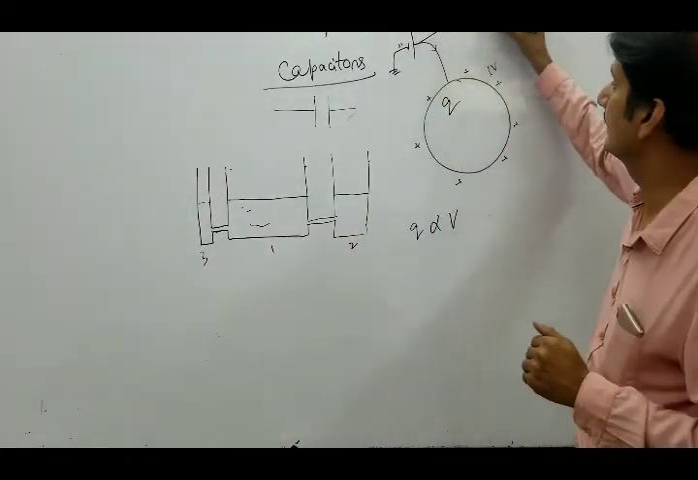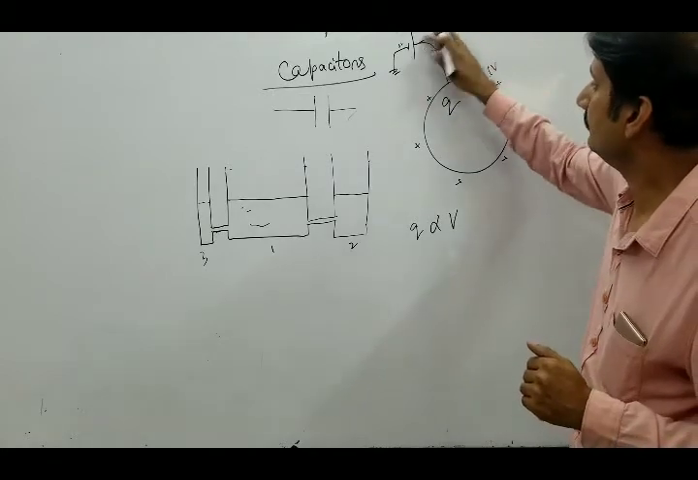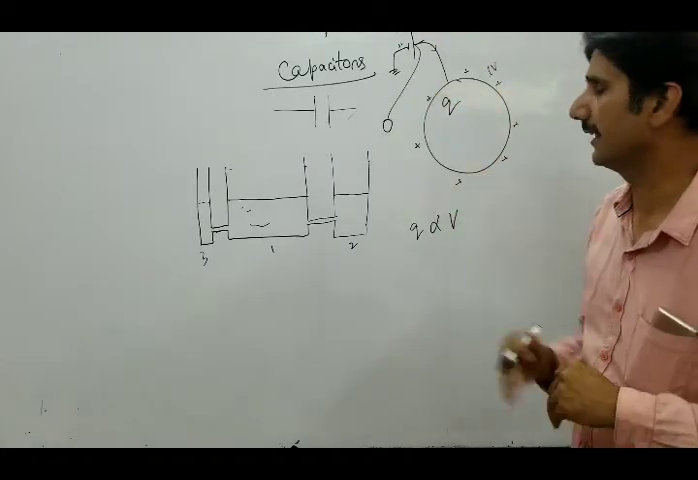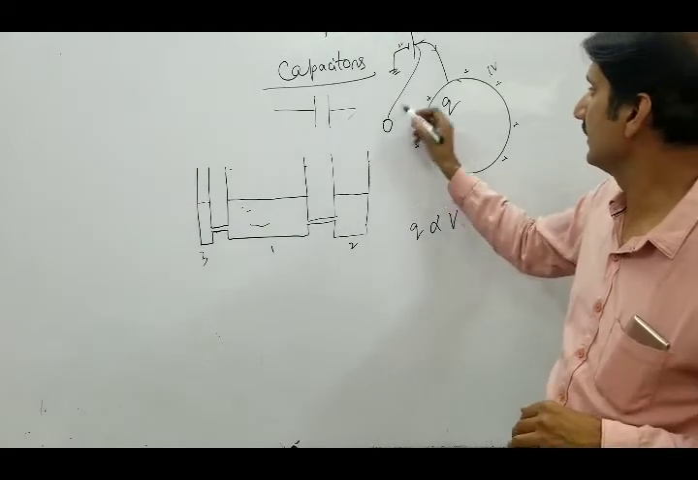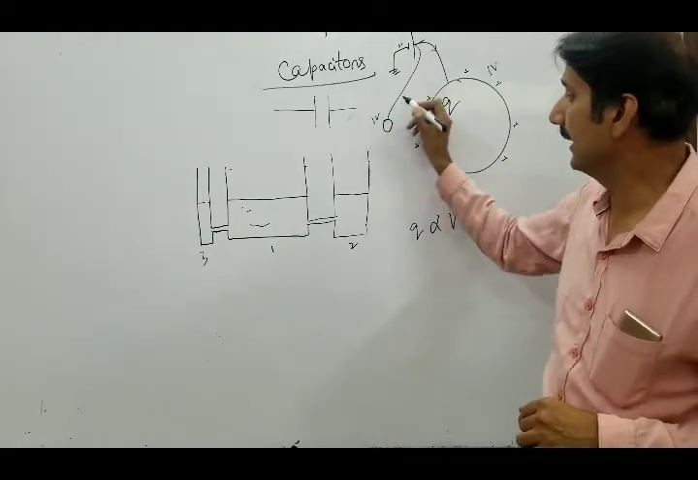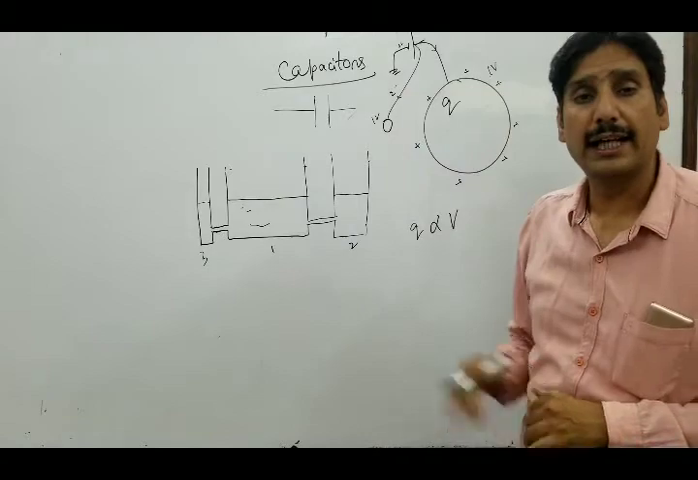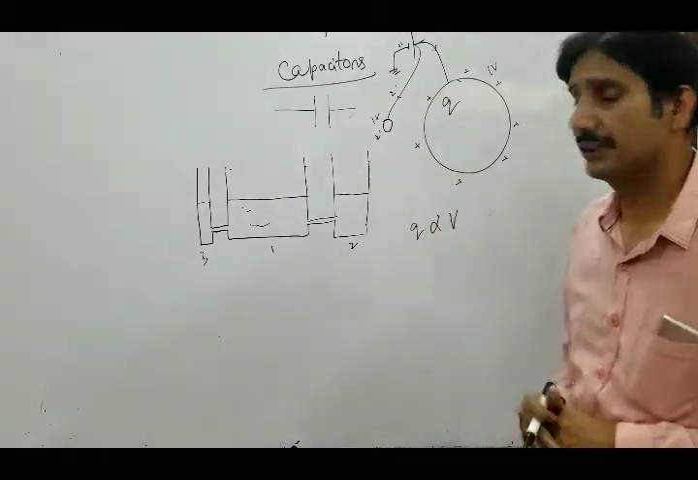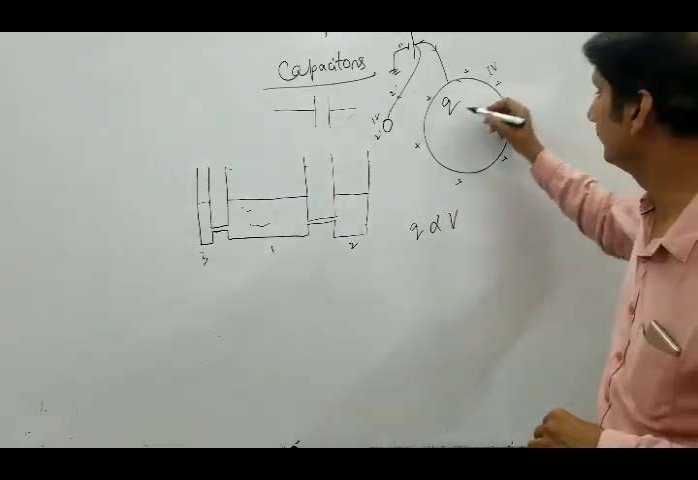Think that I have connected this battery to a smaller sphere as well. Now, this smaller sphere will also attain a potential of 1 volt as it holds some charge Q dash. Will Q dash be equal to Q?